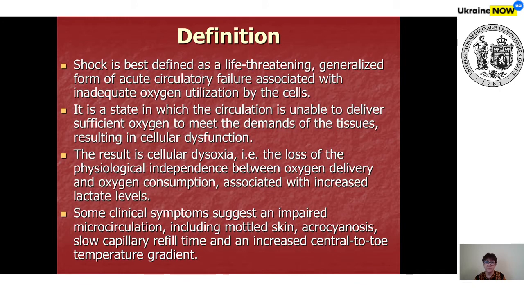This consensus defines shock as a life-threatening generalized form of acute circulatory failure associated with inadequate oxygen utilization by the cells. It's a state in which the circulation is unable to deliver sufficient oxygen to meet the demands of the tissues, resulting in cellular dysfunction. So the result is cellular dysoxia, that is, the loss of the physiological independence between oxygen delivery and oxygen consumption, associated with increased lactate levels.